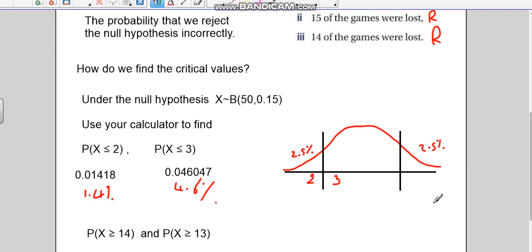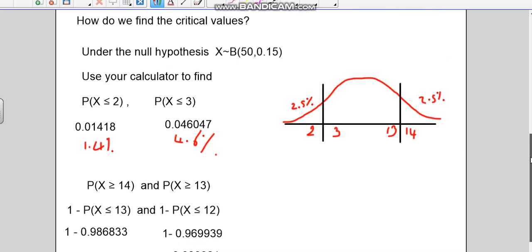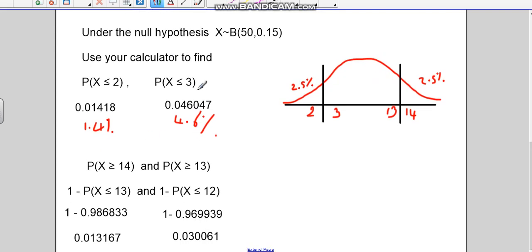Now if we're going to look at the top region, it's slightly harder. We were told that the critical value was 14, so I'm going to look at the probability x is greater than or equal to 14, but I'm also going to look at 13 and see what the probability of being greater than or equal to 13 is. Greater than or equal to is much harder to do because your calculator only does less than or equal to. So what I need to understand from the binomial distribution is that if I want to work out greater than or equal to 14, I need to do 1 minus less than or equal to 13.